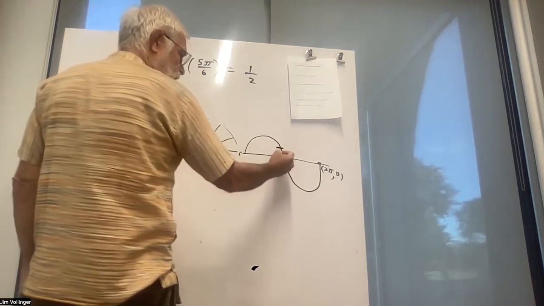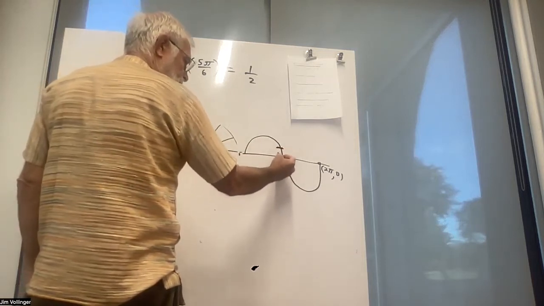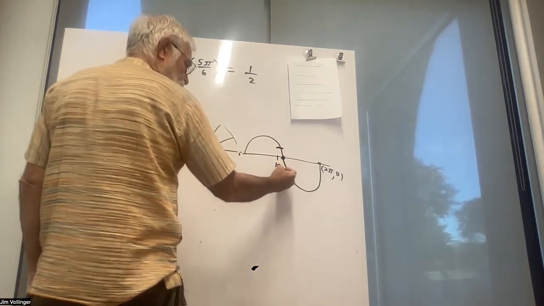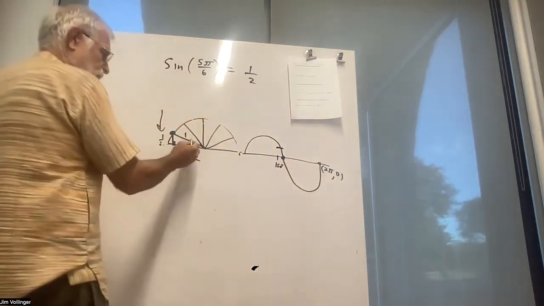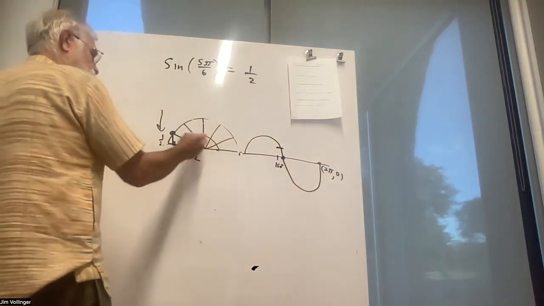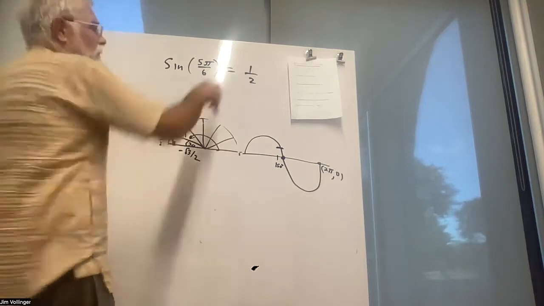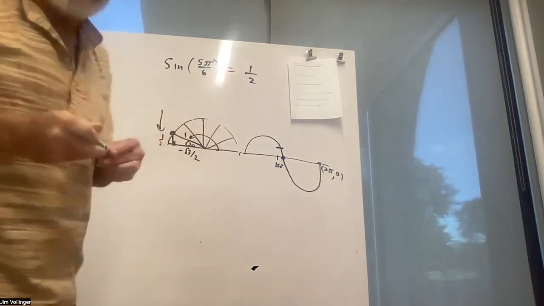Backing up a little bit, we're halfway. Does that look like, if I'm drawing properly, that might match up with 150 degrees? Right, because we got a 30-degree reference angle. So it took 150 degrees to get there, and the sine value is a half.